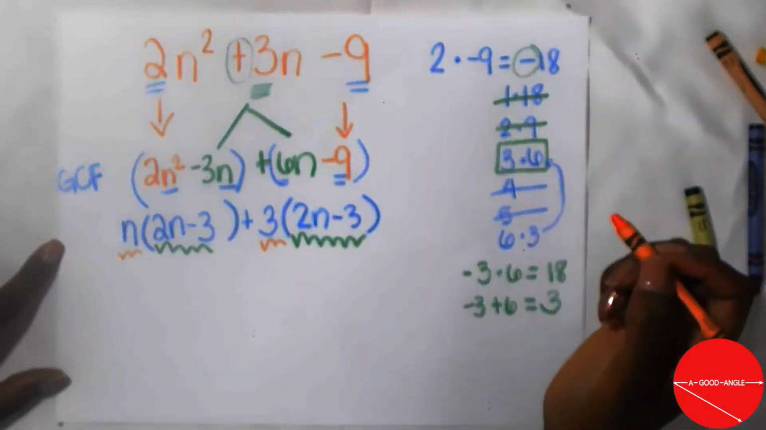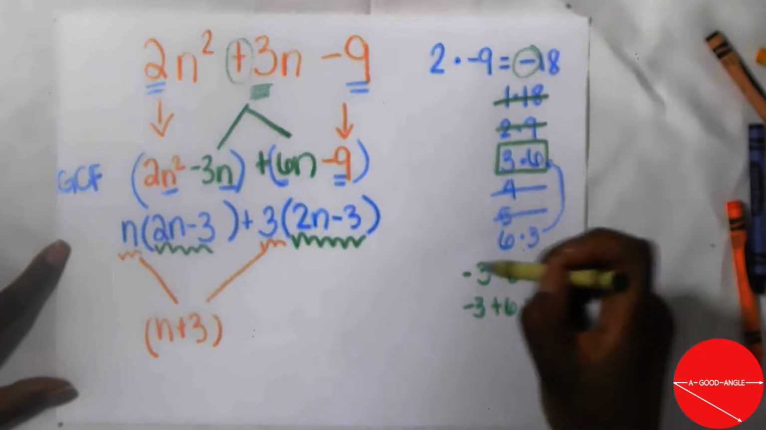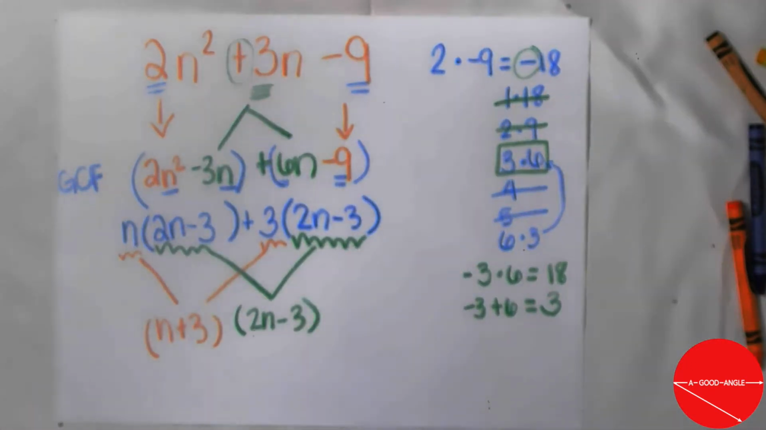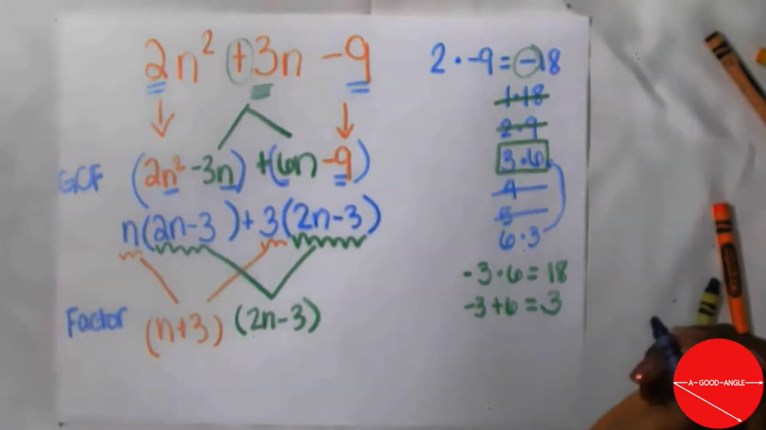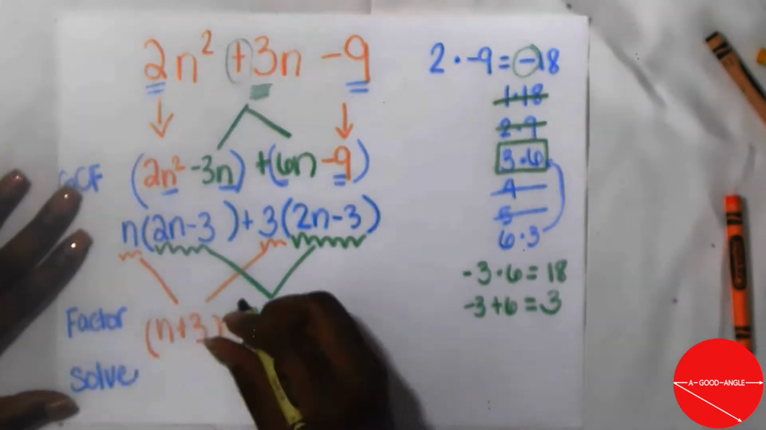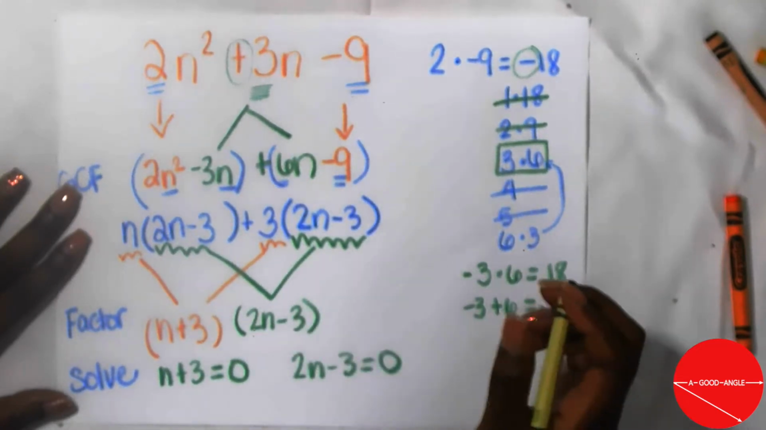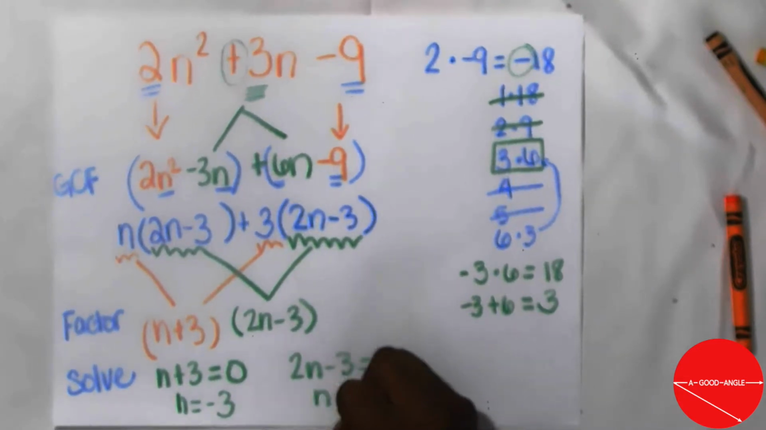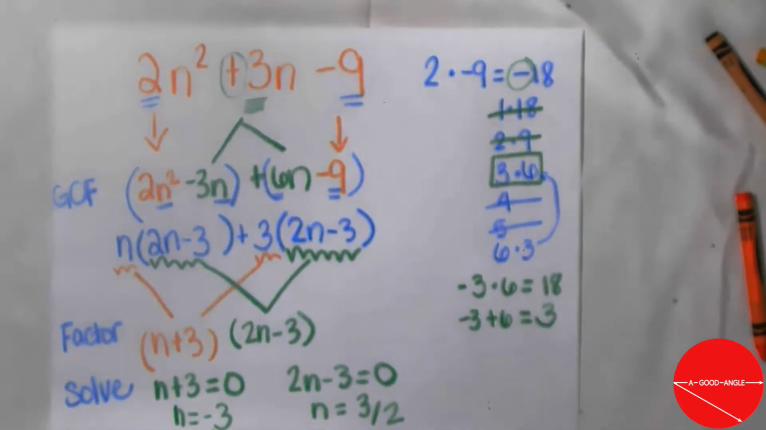So then life becomes real easy. Bring the n and the 3, the n plus 3, inside their own set of parentheses. And then slide together those two matching parentheses just to make one parenthesis. Okay? And then that's it. You factored. If you have to solve, you're going to set each parentheses equal to 0. n plus 3 equals 0. 2n minus 3 equals 0. And then solve. n equals negative 3. n equals positive 3 halves. Like magic.